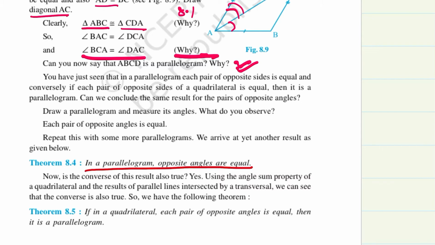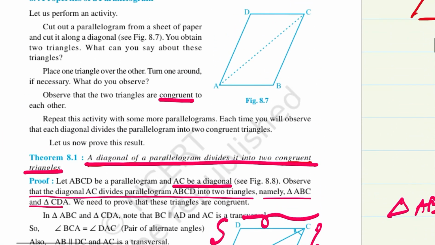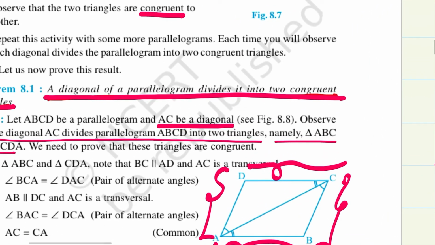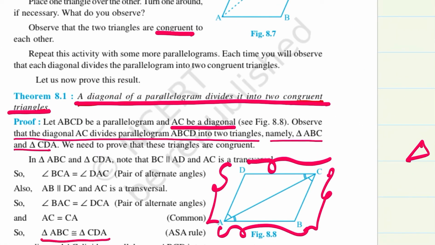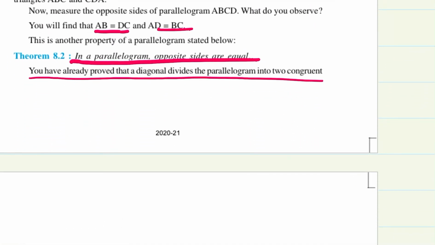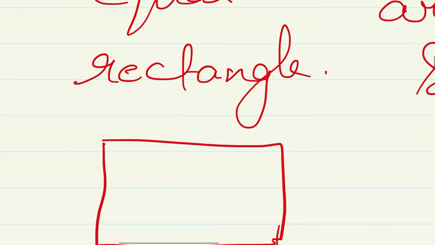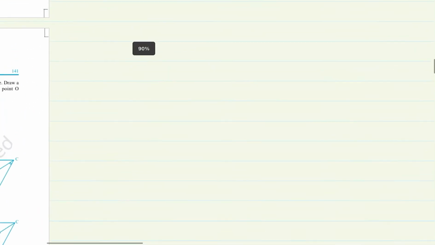Can we conclude the same result for the pair of opposite angles? Now that is your next property. So we understood three important properties: a diagonal of a parallelogram divides it into two congruent triangles, in a parallelogram opposite sides are equal, and if each pair of opposite sides of a quadrilateral is equal, then it is a parallelogram. These are all theorems, and there is a method to write a theorem with proof.